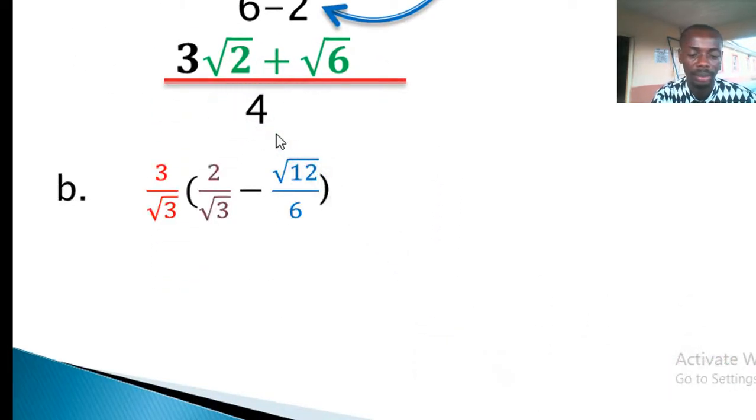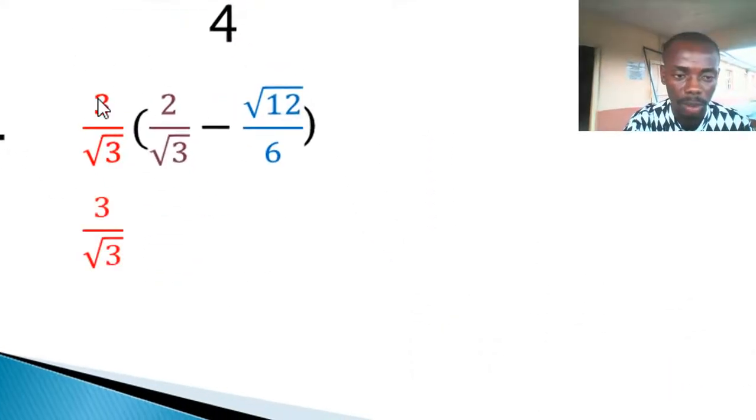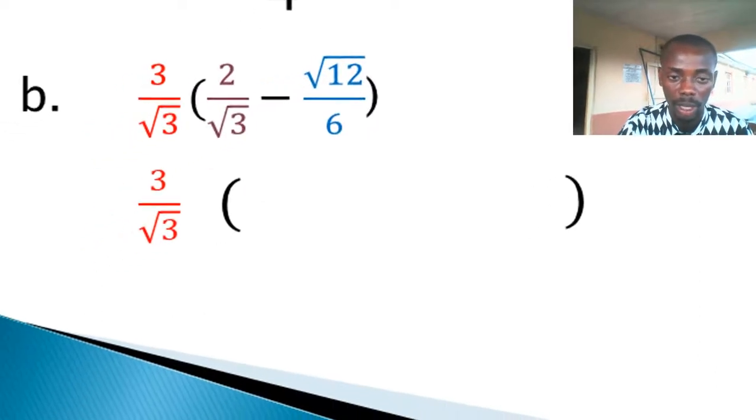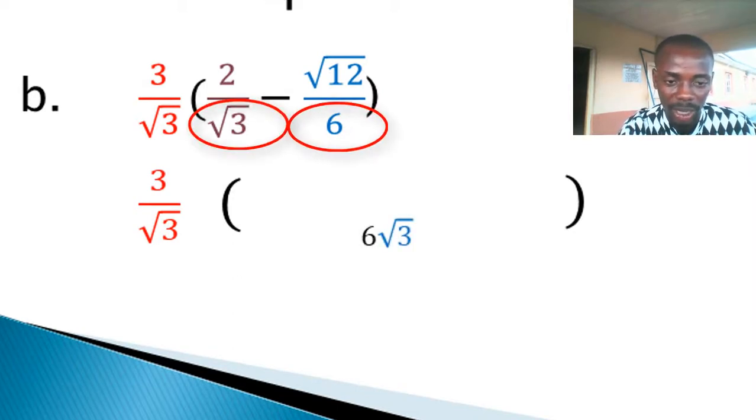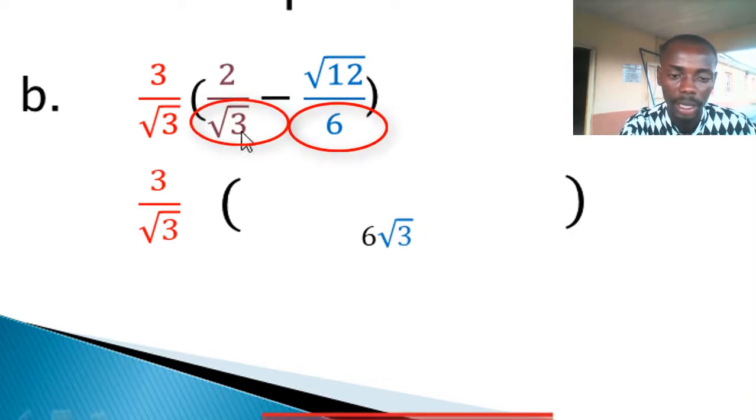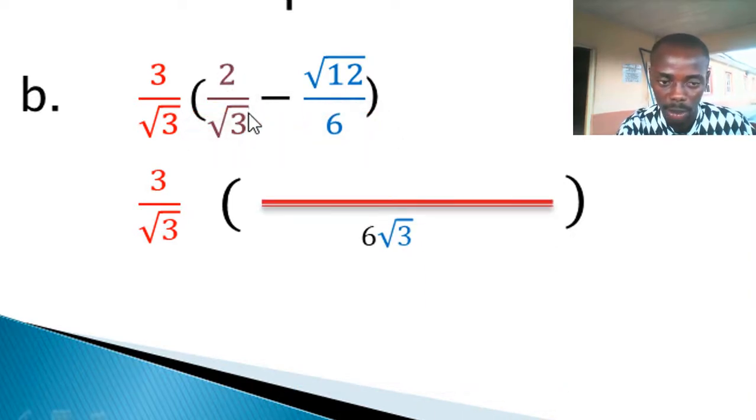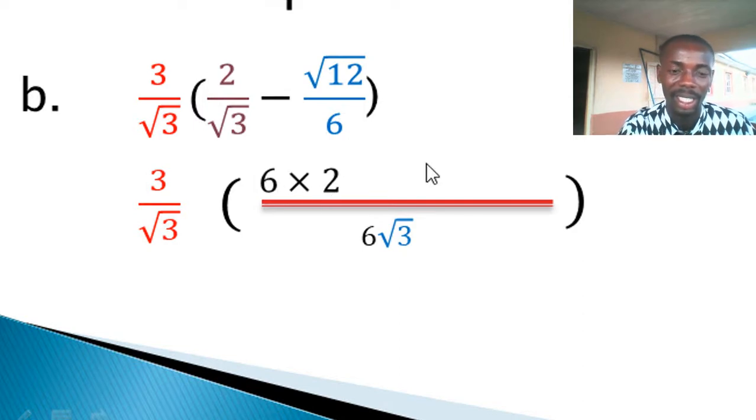Alright, the B. How do we go about this? Bring out 3 over root 3, then open the bracket, simplify the brackets. So let's simplify these fractions, making it just one fraction. So we're going to look for the LCM of the denominators. So that is 6 root 3. Then we're going to simplify. So 6 root 3 divided by root 3, that is 6. Then multiply by 2, just like I have it there.